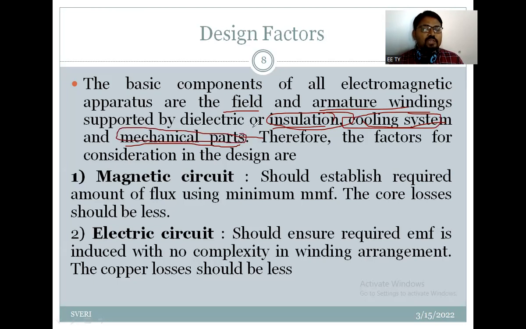Whenever we are going to design that machine, which factors do we need to consider, by taking the reference of this point? Which points were there? Field winding, armature winding, insulation, cooling system, and the mechanical parts.